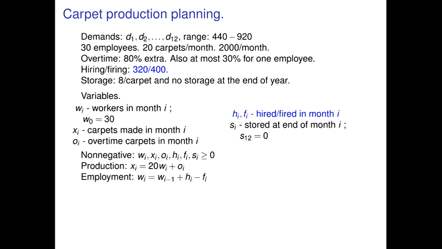Well, the number of workers is the number of workers you had the previous month, plus the number you hired, minus the number you fired. Okay? What about the inventory? How much inventory do you have?